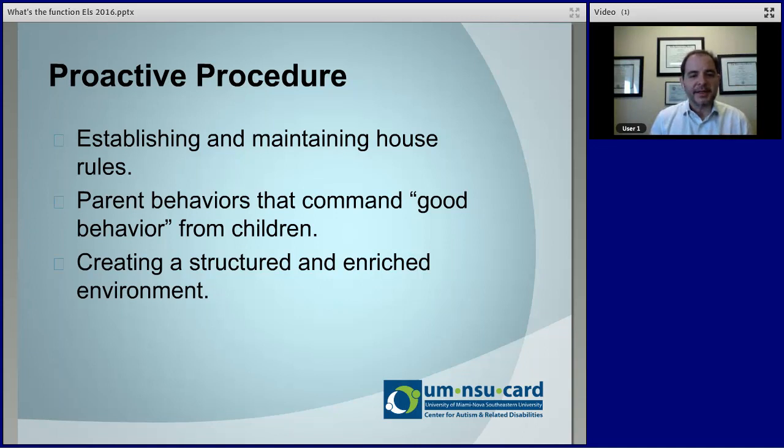Sometimes we lose sight of what it is that children are supposed to do. And all grown-ups do this. We're not kids. So we lose track of, well, what are they supposed to do? Are they just supposed to sit there quietly? The answer is no. Let's give them something to do. Let's create a structured, enriched environment in which they can be entertained, they can be engaged, and not have to resort to problem behavior to gain access to toys, to gain access to attention.